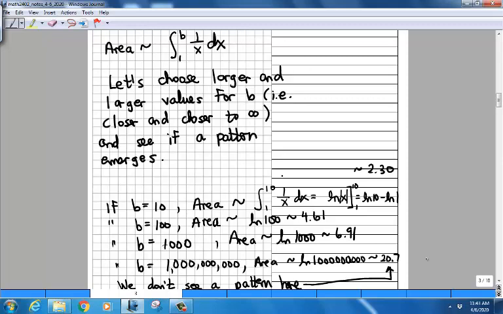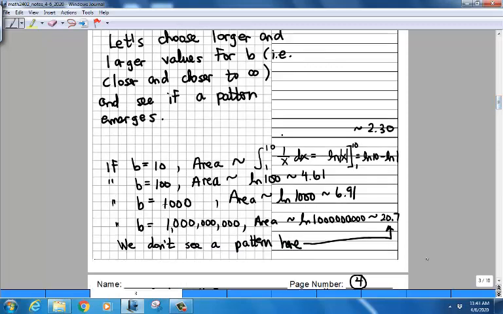So do these area values appear to be converging? So you have 2.3, 4.61, 6.91, 20.7. I don't see a pattern there at all. I don't see that these numbers are really moving to some sort of fixed value. These numbers just appear to be getting larger and larger. They don't appear to be converging to some specific number.